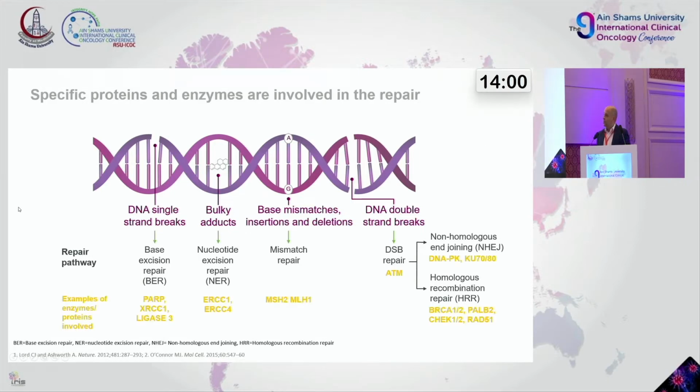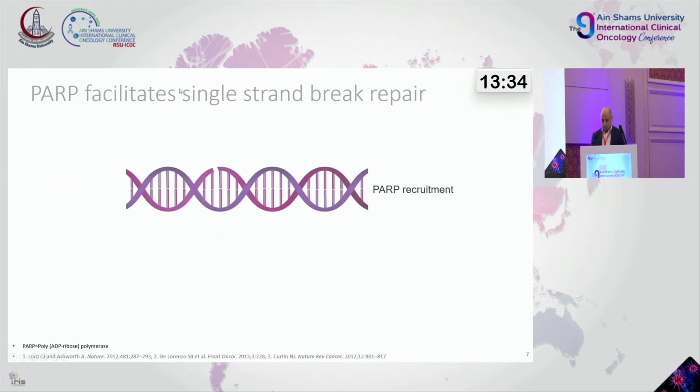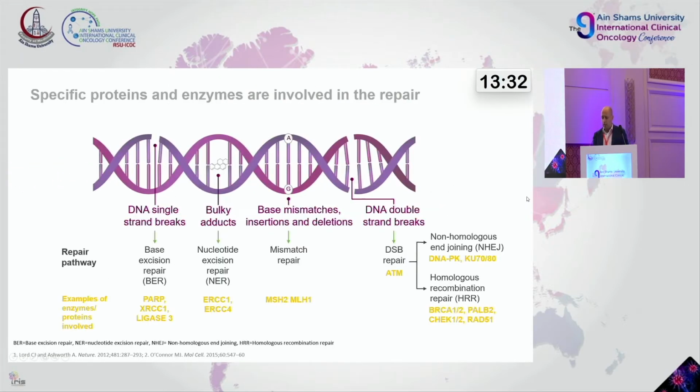The proteins responsible for repairing the DNA single strand break include PARP, hence we now have PARP inhibitors. For the bulky adducts, we have ERCC1 and ERCC4, and MSH2 and MLH1, which we all know from the colon. For the double strand break, we have the homologous recombination repair mechanism, which includes many genes: the BRCA mutations, PALB2, CHEK1 and 2, and RAD51.